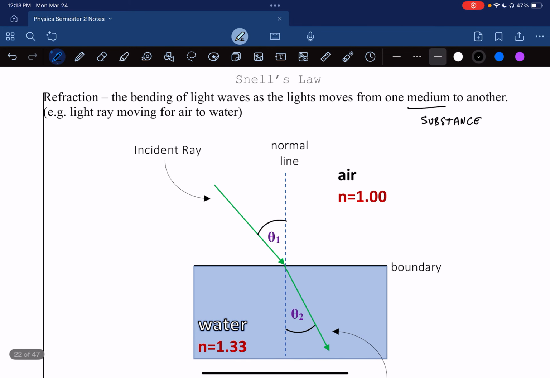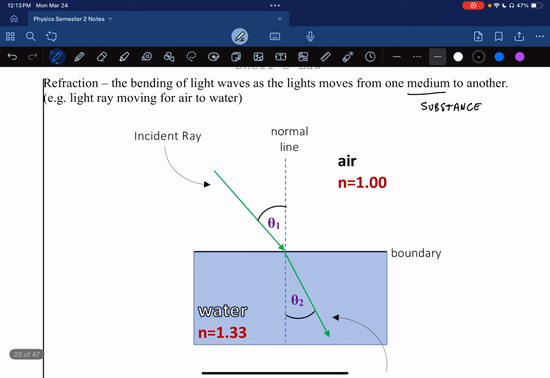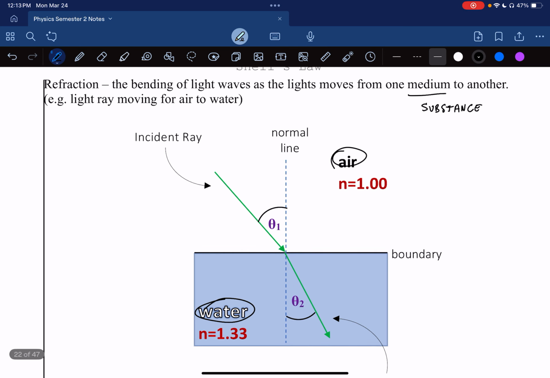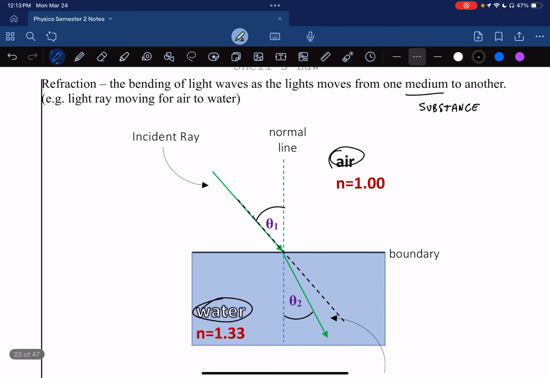And what refraction is, is that when light waves go from one material to another material, they will bend or change directions. And so here I have air as an example. Light is traveling through air, and over here is water. When light comes in, you would think it would just keep going straight like this, but when it goes from one material to another, it will change directions.